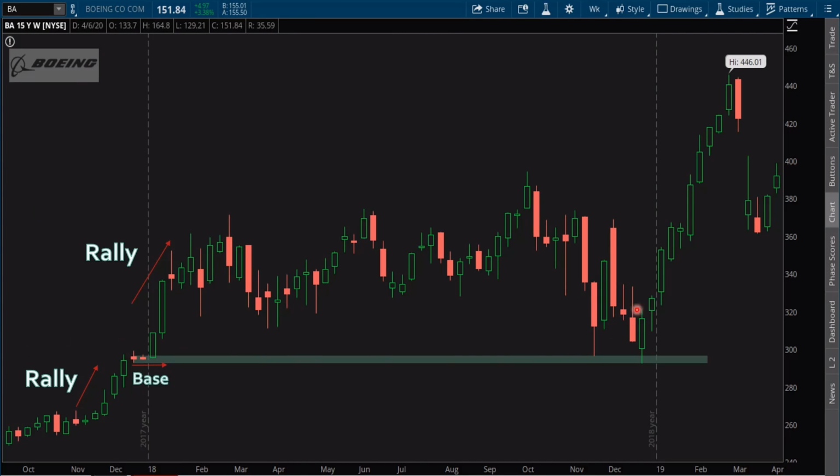Look what happens. A year later, price comes into this demand zone. We bounce perfectly, and we go from 290 to 446. Straight from this rally, base, rally, demand zone.